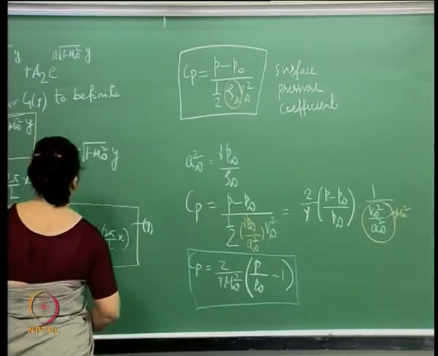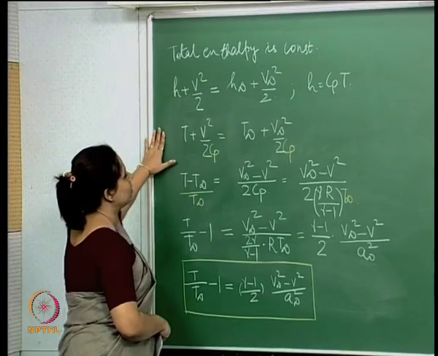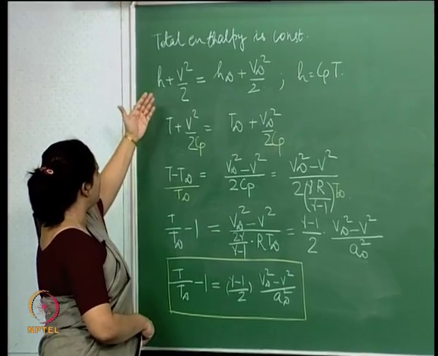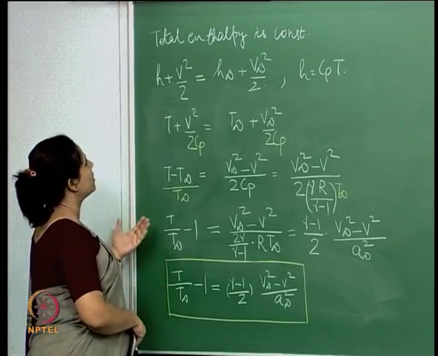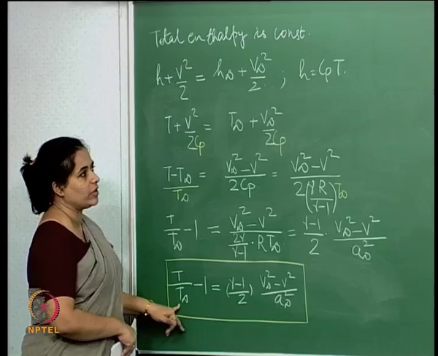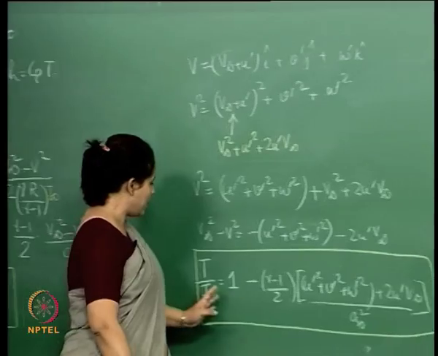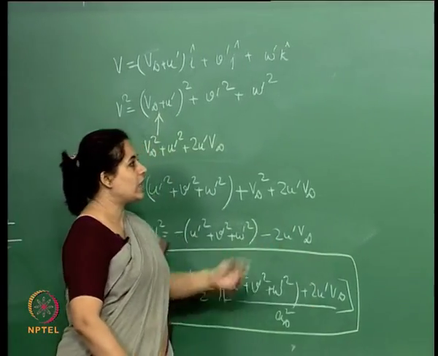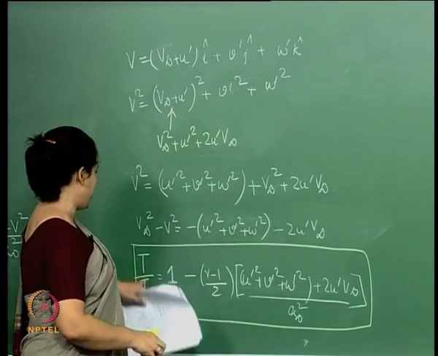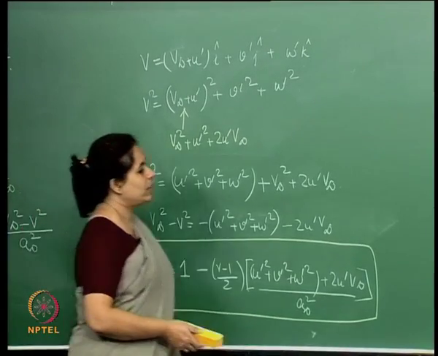Having done that, we went back and said that the total enthalpy is constant. So we started with this equation, worked with this enthalpy constant relationship, and got an expression for T by T infinity. We just did the math out here and got T by T infinity in this form. Now what we need, however, is Cp, which is P by P infinity. We have got T by T infinity, so we will basically use the isentropic relationship.